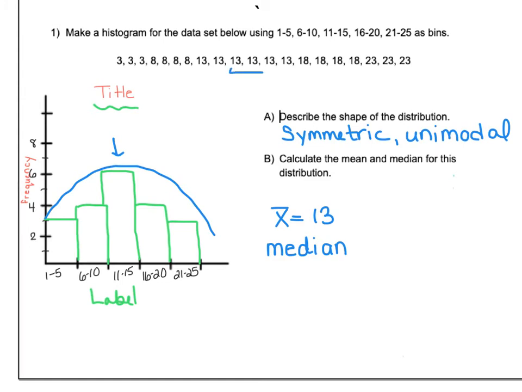So here is the 10th and the 11th number, so halfway between, or the average of the 2 middle, would just be 13. Halfway between 13 and 13 is 13. Okay, so notice that the mean and the median are equivalent in this histogram.